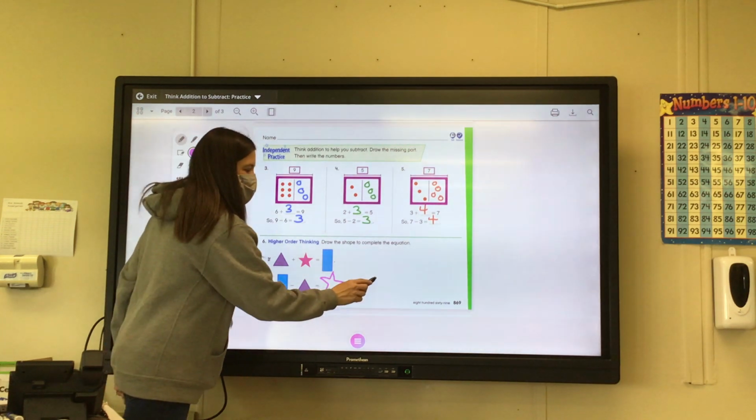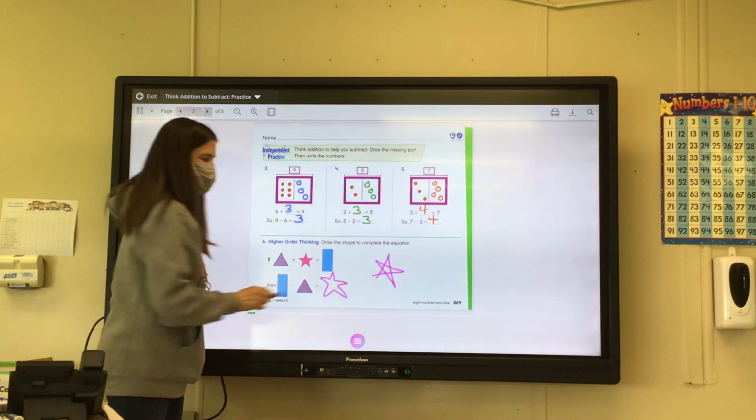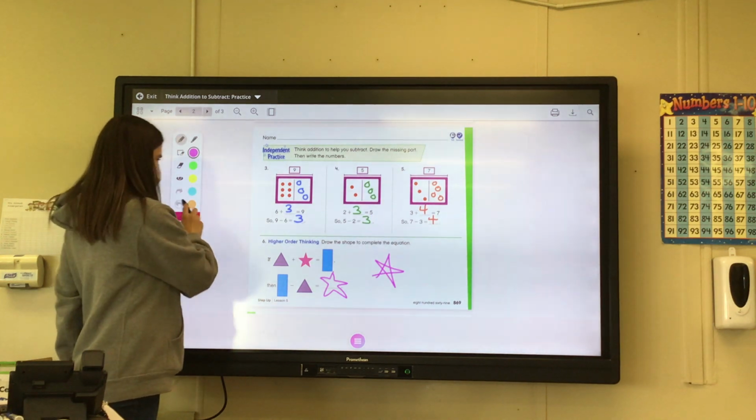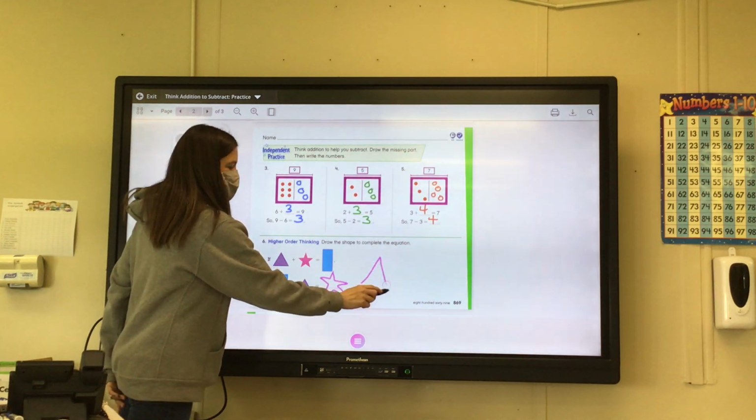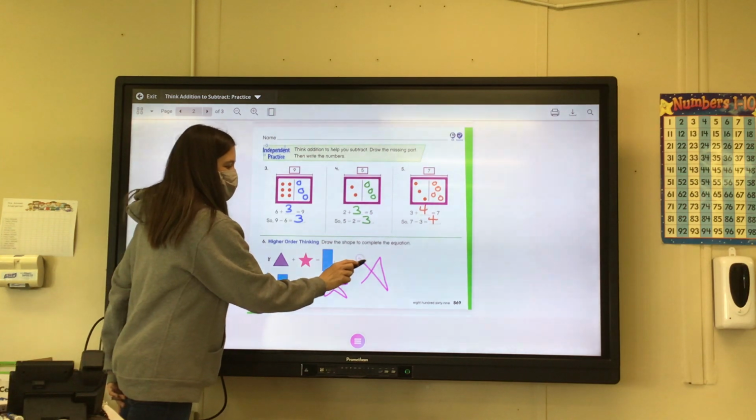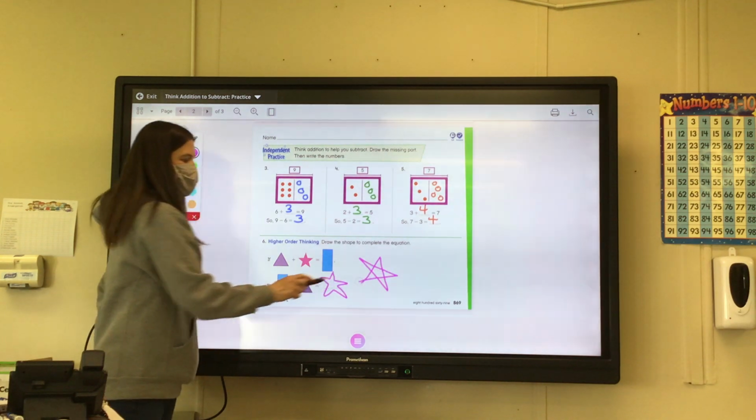You can do it like that, or you can do it like this. I just do it like this. You go up this way, like almost like a triangle. You go through that line, through that line, through that line.